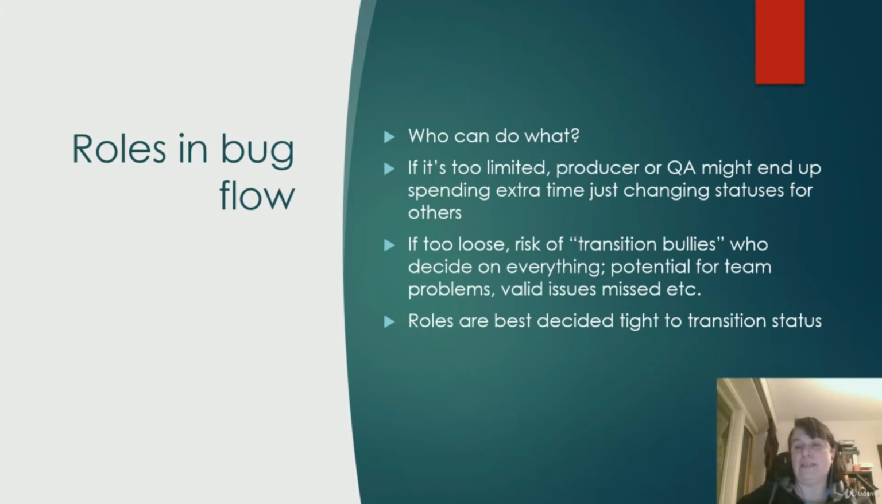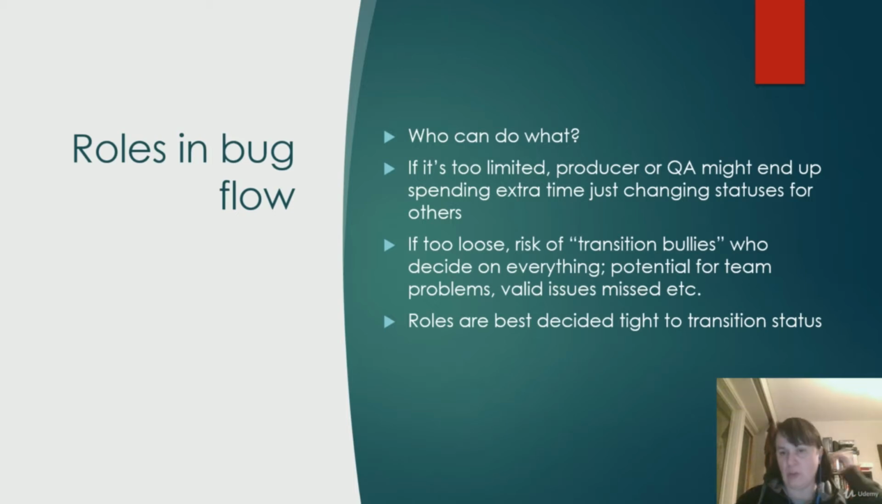Roles are usually best decided when they're tied, in a way, to transition status. QA and producer should have maybe more leeway, while the other members of the team should have more restricting rules, because you don't want to stress them out about really knowing the insides of your bug management software. They should understand the flow and have enough freedom to do what they are supposed to do and transition the bug in a way that is enough for their work.